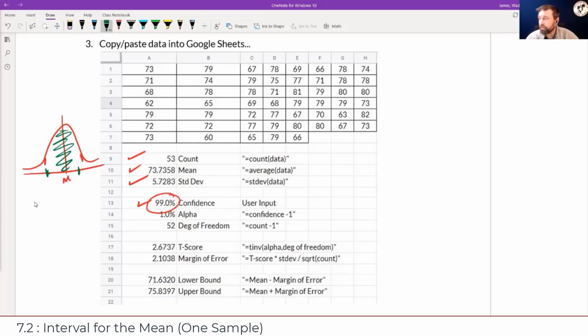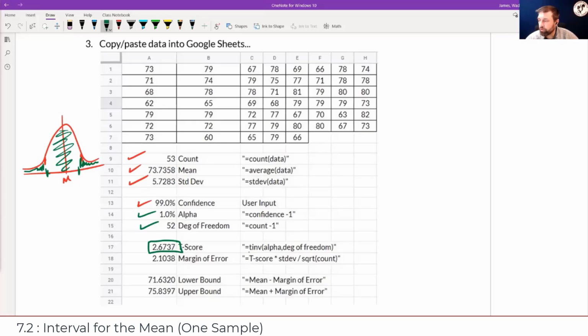Okay? So once we know the confidence level, we also know alpha. And alpha will be the area below the curve. This is going to become important later on. It's not so important right now, but it's pretty important later on. And then here's our degrees of freedom. So here's how we calculate the t-score, right? Not the z-score, but the t-score in this case.